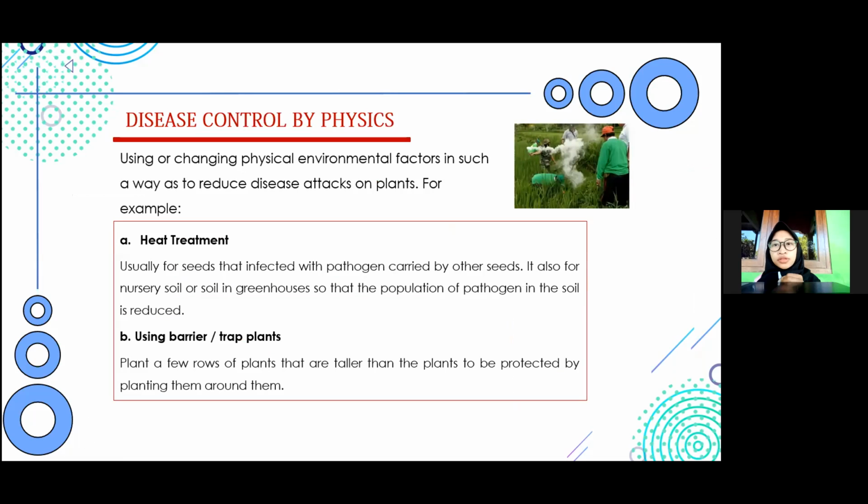This is control by physical means. Using or changing physical and environmental factors in such a way as to reduce disease attack on plants. For example, heat treatment, usually for seed infected with pathogens carried by other seed. It also includes sterilizing nursery soil or soil in a greenhouse so that the population of pathogens in the soil is reduced. B. Using border or trap plants. Plant a few rows of plants that are taller than the plants to be protected by planting them around them.